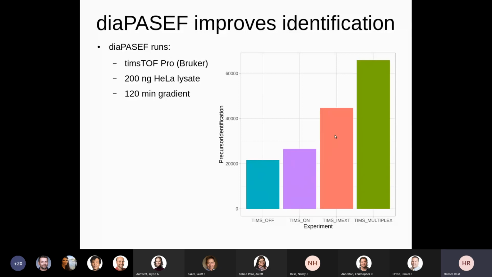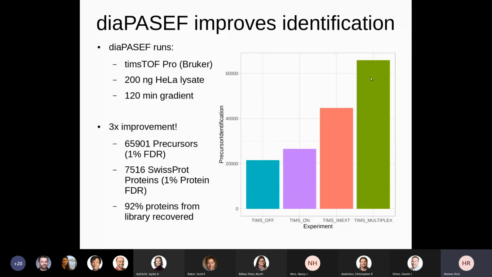However, once we started to perform the targeted extraction, so not simply project all the data on the mass to charge axis, but really only extract the part of the data in the ion mobility which corresponds to the peptide of interest, we saw a very substantial 60% increase in precursor identifications. And then once we also implemented the multiplexing of fitting 4 different ion mobility DIA windows into one single scan, we saw another substantial increase in peptide identifications.